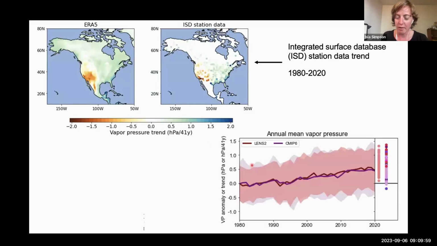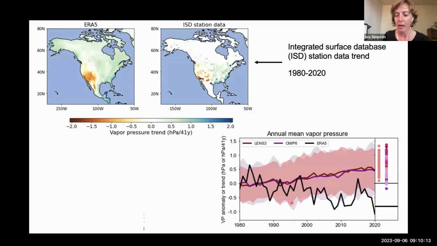I'm just showing you here the time series of annual mean vapor pressure over the Southwest. You've got the model ensemble means here for CMIP6 and the large ensemble, and then the range that encompasses 95% of the members. This is the time series for ERA5. This is for the ISD stations in the gray. And in the light gray here, I'm showing you the homogenized HadISDH dataset from the UK Met Office, which is based on ISD, but they've applied some different procedures and some different homogenizations.